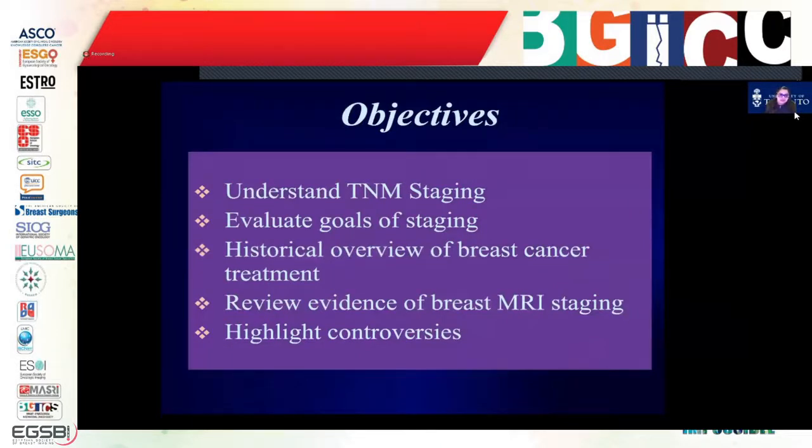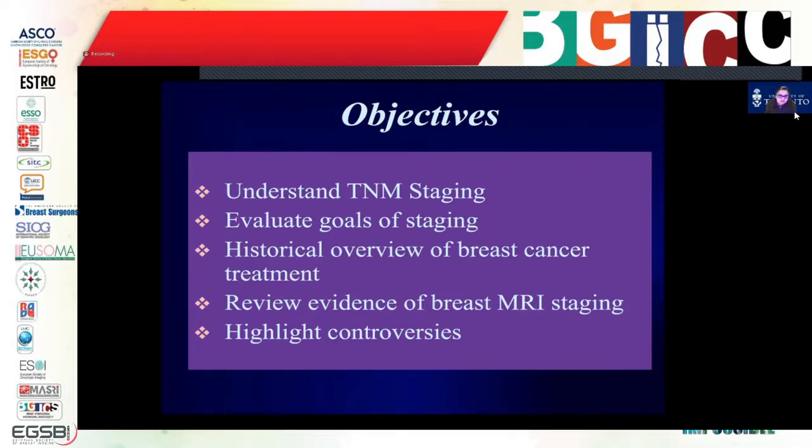We're going to try to briefly understand the TNM staging, evaluate some goals of staging, why are we using staging, and then we will go over the historical overview of how the management of breast cancer has evolved over decades and where we stand now. And then we're going to look at some hard evidence for breast MRI staging and see how breast MRI performs in different scenarios, highlighting the controversies in breast MRI staging.